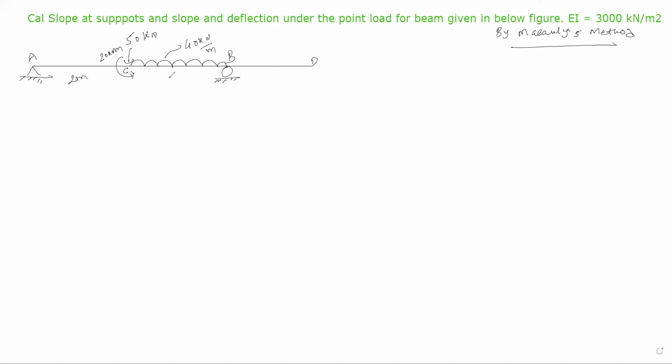First of all, give me the values of the support reactions. Let's first calculate the support reactions VA and VB. Here is your VA, here is your VB. So can I say that sigma Fy equals 0?